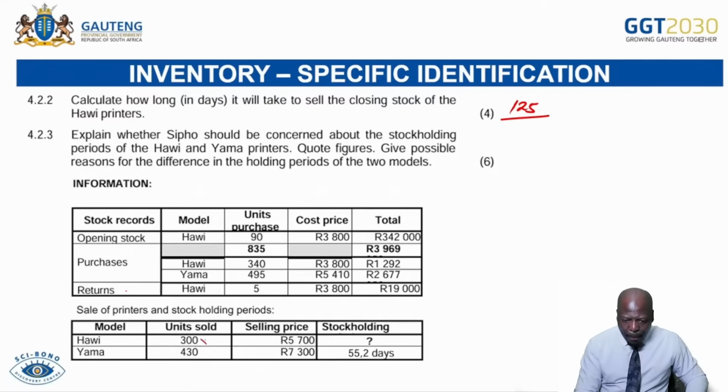Then we ask, how many units have we sold this year? We have sold 300 this year. In how many days? We sold those 300 in 365 days. So that would mean, how many days are we going to take to sell this one?